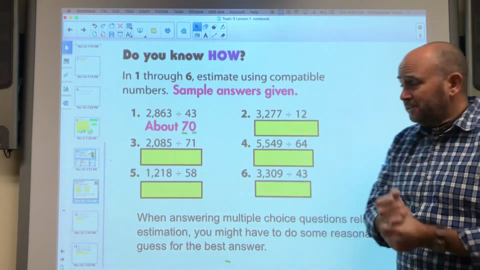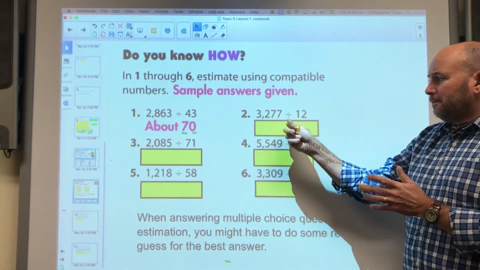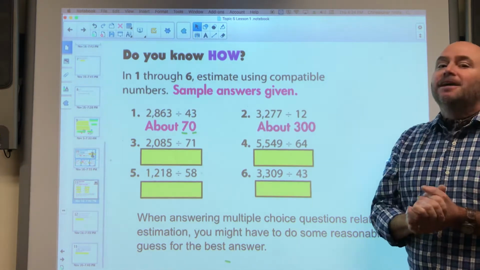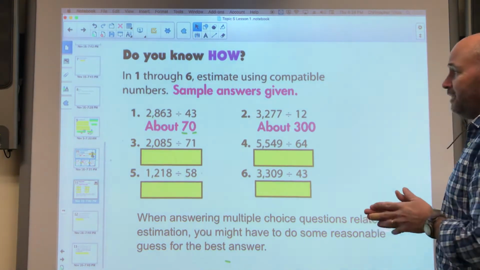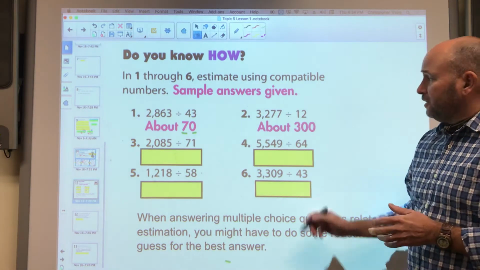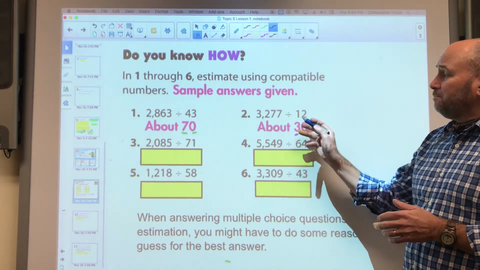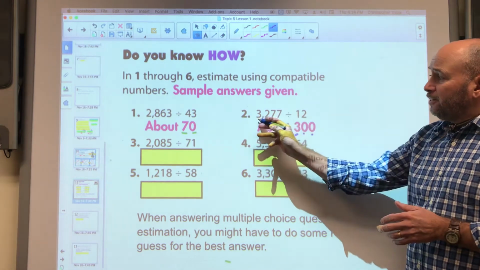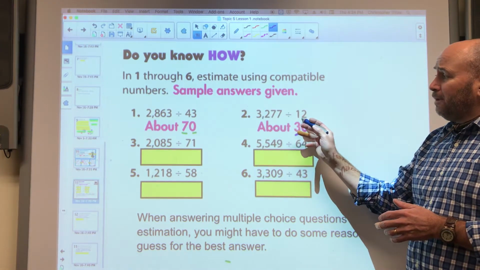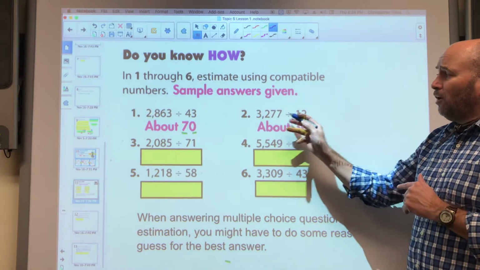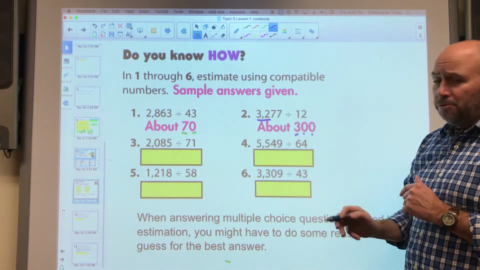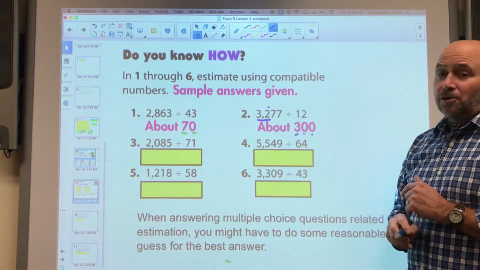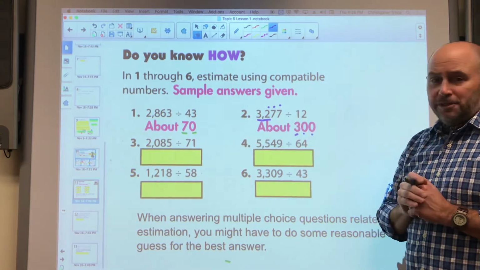Okay, here we go. Let's see if you came up with the right answer. Mathematicians say the answer is about 300. Now, we know that it's about 300, and it's a 3-digit quotient because we have 3,277 divided by 12. Well, 12 can't go into 3, but it can go into 32, which means our quotient will start there and we'll have 3 digits in it.